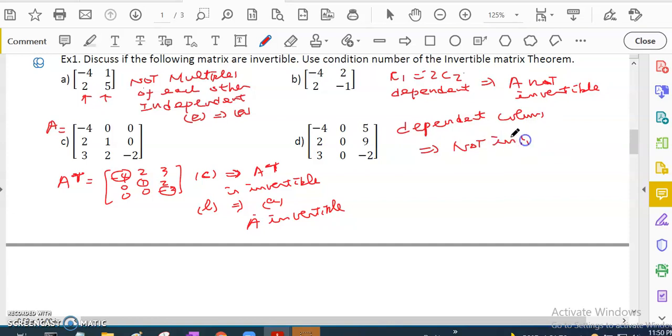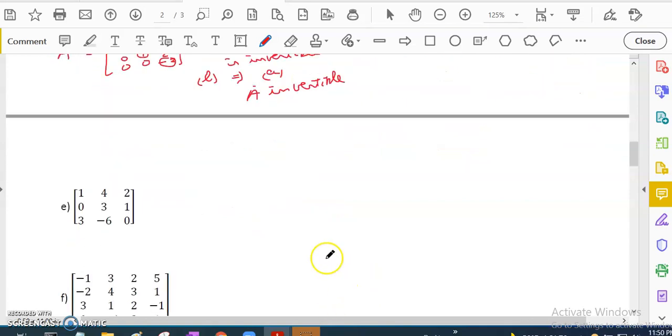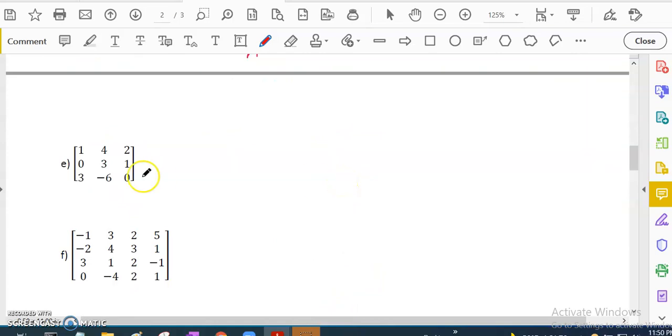It's the opposite of the E. Not E, so not A. And what about this one? This one we don't have anything to help us. We have three columns, so we can look at just multiples. It's not a transpose, and it's not easy to see how many pivot positions.